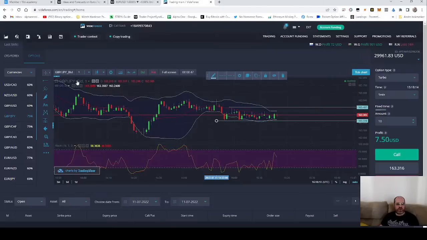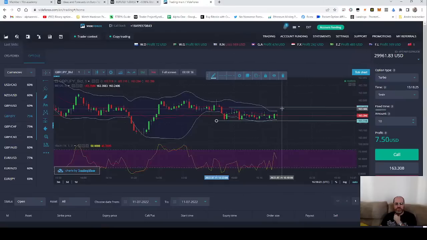So right now we are on GBP JPY. We are looking for either a buy opportunity or a sell opportunity. Right now it would be good if we could go up above here, break out of the Bollinger Band here, touch this line, and we will take a put trade.